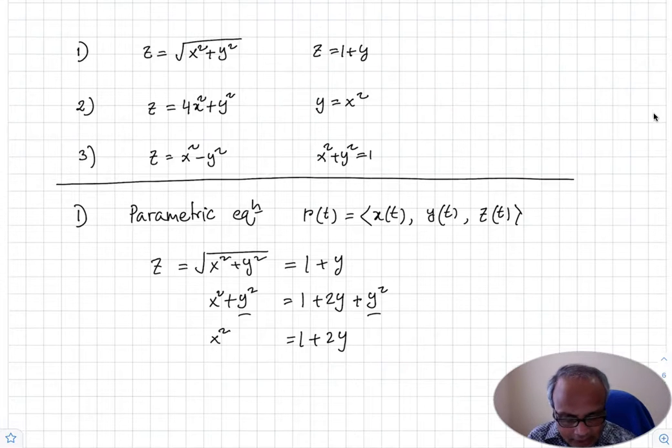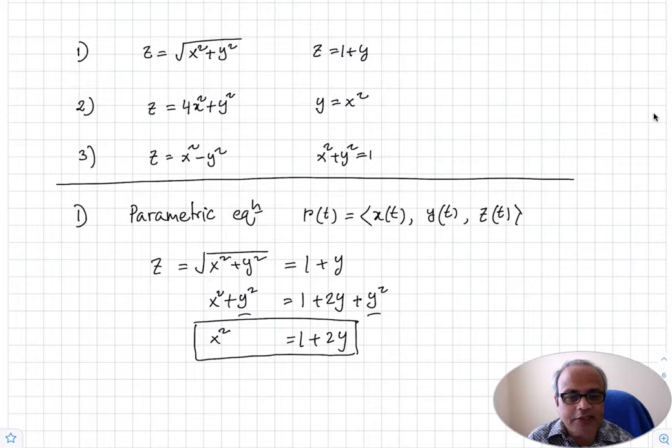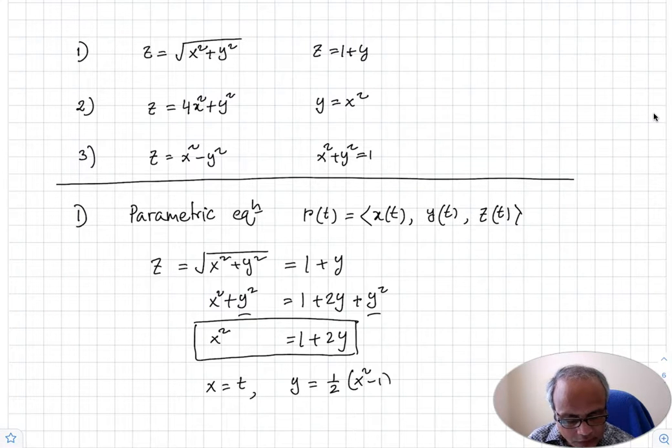In this case I have the curve of the intersection in Cartesian coordinates, and that is easy to parameterize. The parameterization is free, so I can choose anything. The simplest form would be x equals t. If x equals t, we can isolate y, so y will be half of x squared minus 1, that is, half of t squared minus 1.